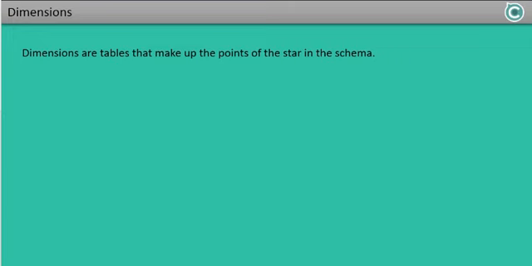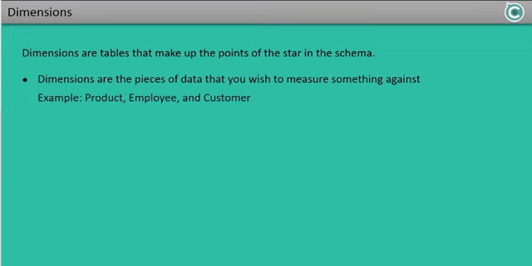Dimensions, to reiterate, are the tables that make up the points of the star in the schema. Dimensions are the pieces of data that you wish to measure something against. For instance, you might want to measure the sale amount against each product. In this case, the product is a dimension. If you wish to measure the sale amount against some other value, such as against an employee of the company, then the dimension is the employee record. A data mart can define a number of such dimensions at the same time. Your query determines which dimension is used for the data, and you can use as many as you want simultaneously.